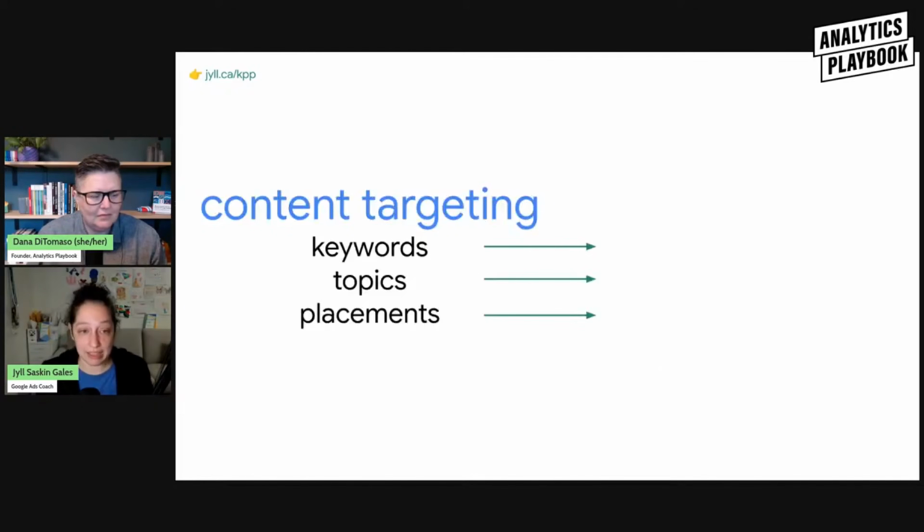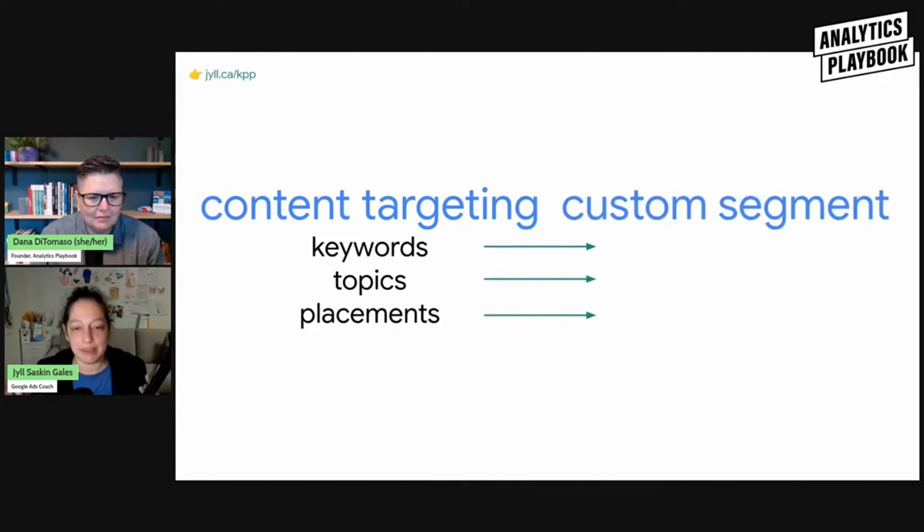You can show ads on certain keywords, on websites or apps or YouTube channels that have to do with certain topics, or on specific website placements, specific app placements, or specific YouTube placements. So you're choosing to show your ad alongside a piece of content. Audience targeting is showing ads to a certain kind of person where you don't actually care what it is they're doing right now. You care more about who they are.